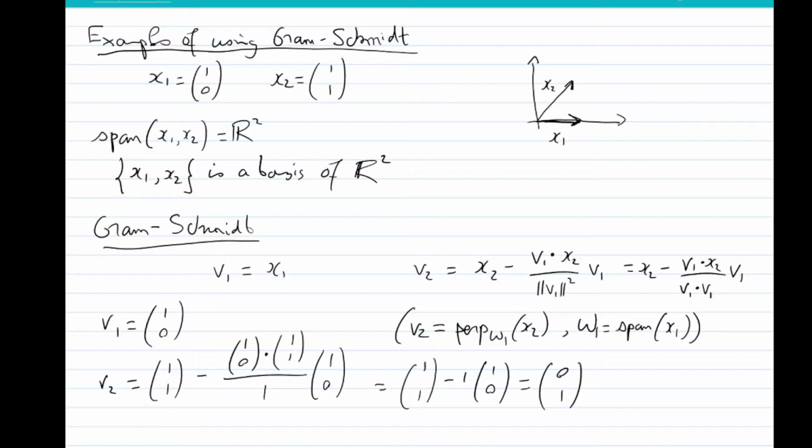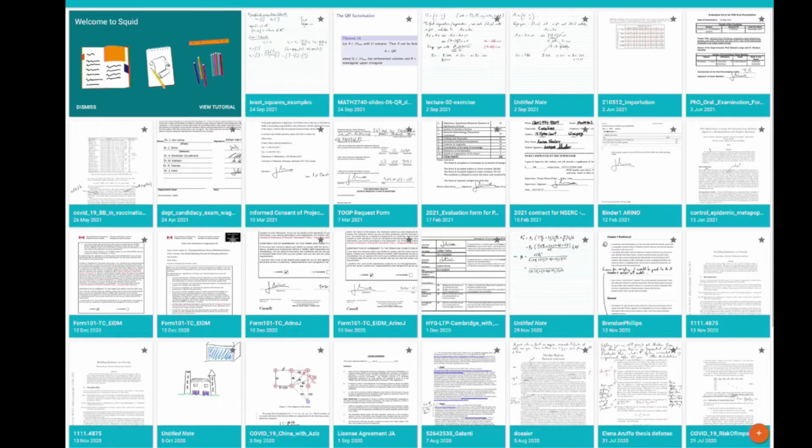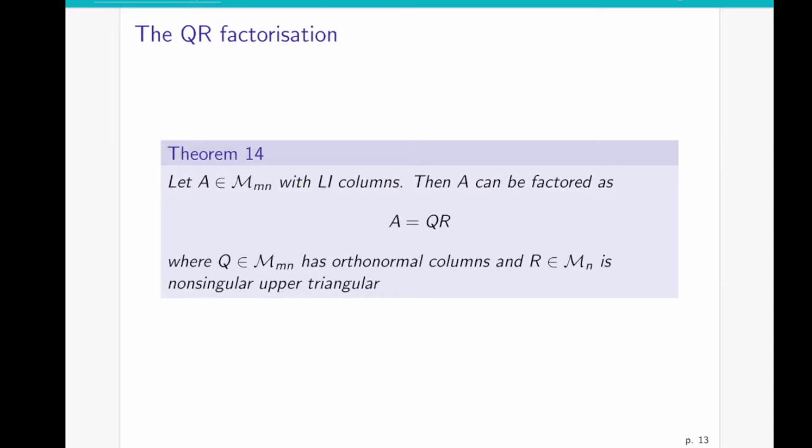I want to show you how you go from using the Gram-Schmidt process to obtaining the QR decomposition, the QR factorization of a given matrix. But before I do, I need to explain a little bit of things. So I've this time imported my slides into this, and I want to stress some results that we've seen.